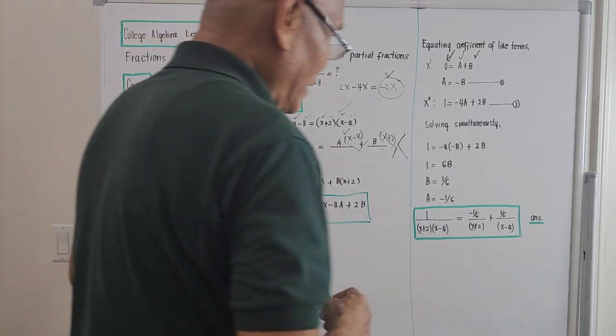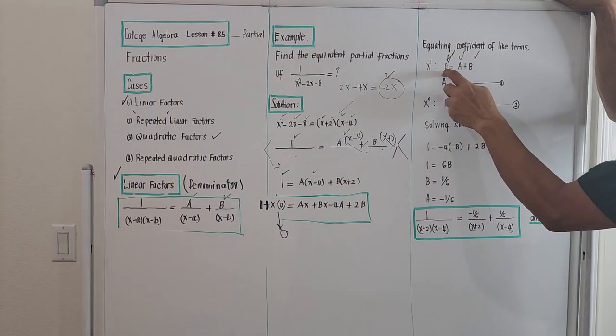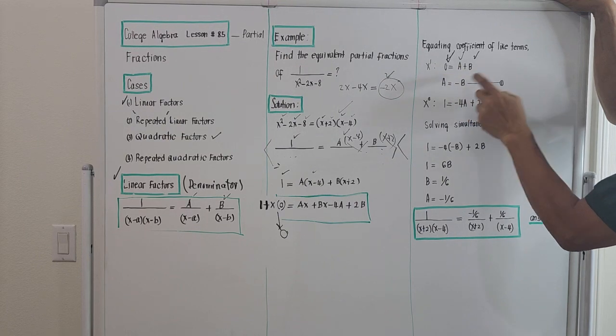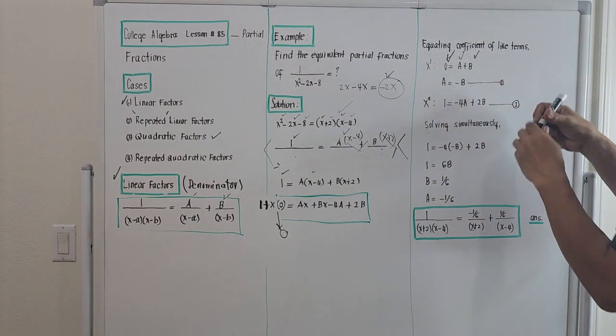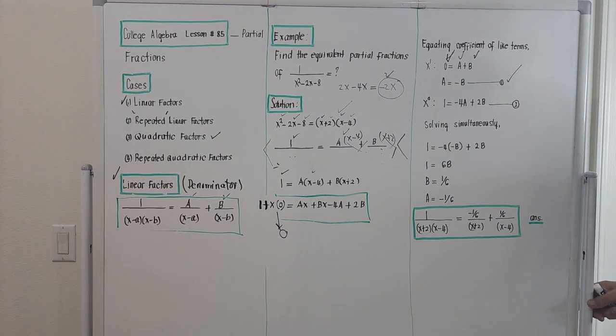So for the power x to the first power, 0 equals a plus b, or a is equal to minus b after the transposition. We call it equation number 1. Okay? What's next?